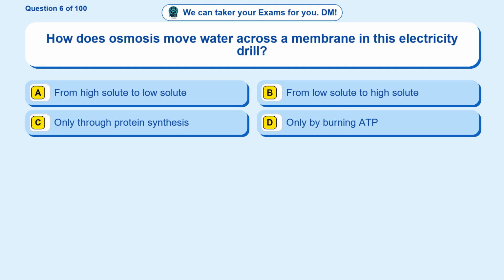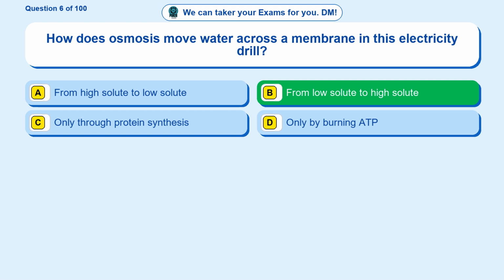Question 6. How does osmosis move water across a membrane in this electricity drill? Option A, from high solute to low solute. Option B, from low solute to high solute. Option C, only through protein synthesis. Option D, only by burning ATP. The correct answer is option B, from low solute to high solute.